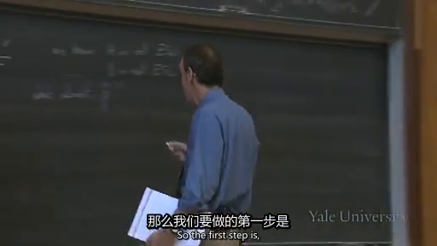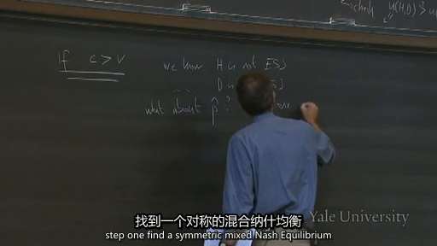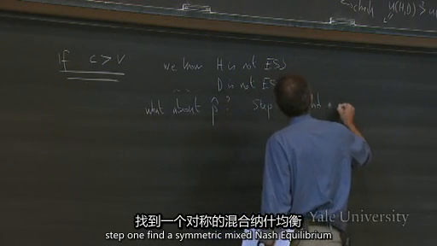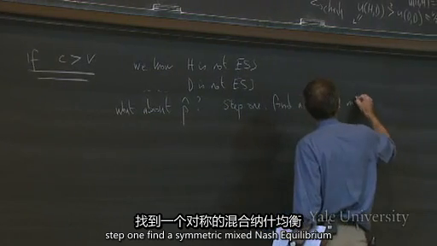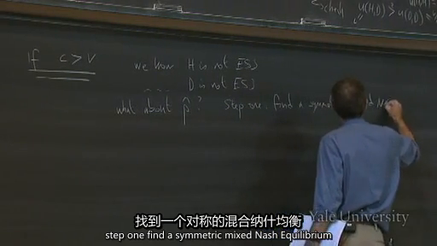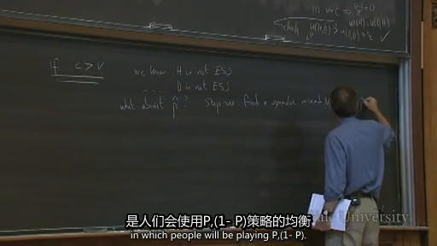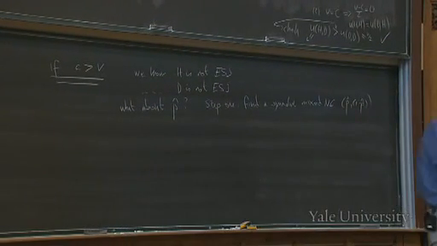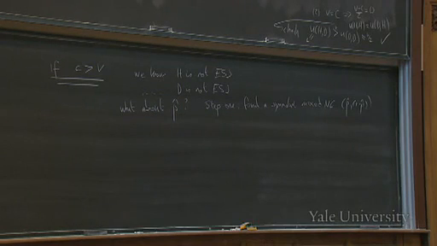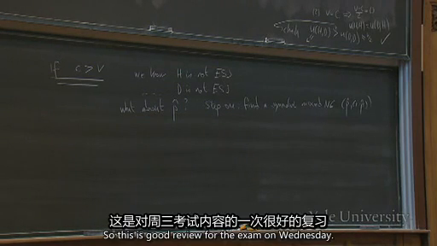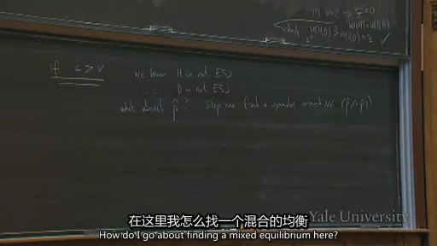So the first step is, step 1, find a symmetric mixed Nash equilibrium in which people will be playing P hat, 1 minus P hat. It's symmetric, so both sides will be playing this. Okay, so this is a good review for the exam on Wednesday. How do I go about finding a mixed equilibrium here?